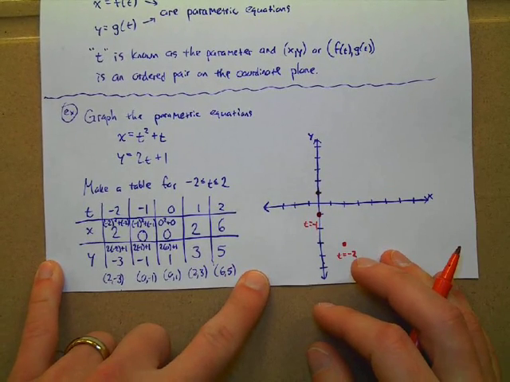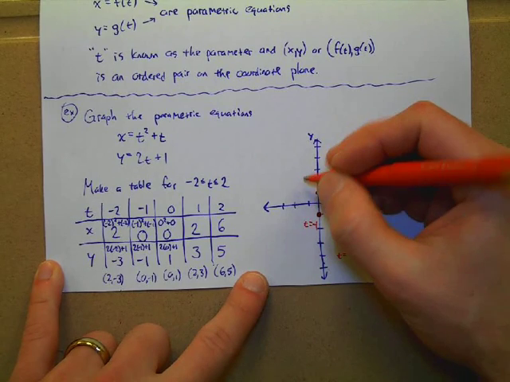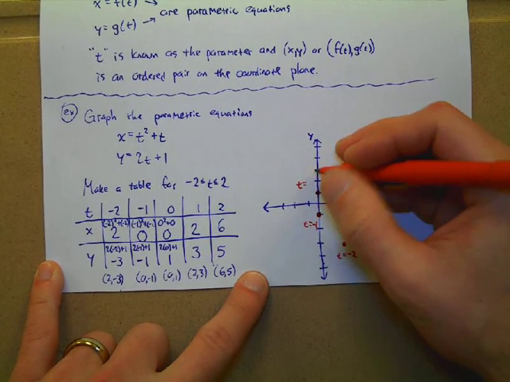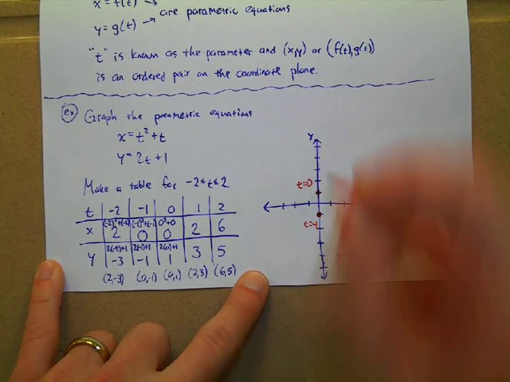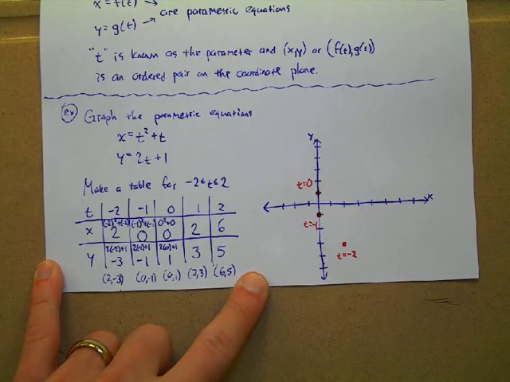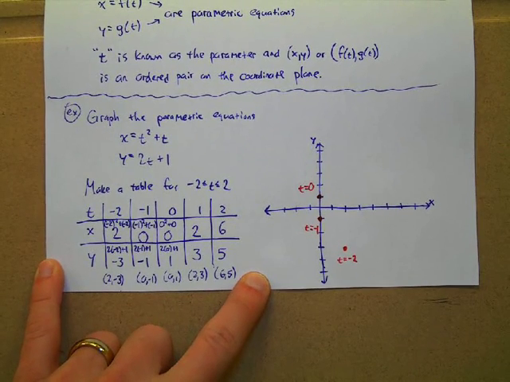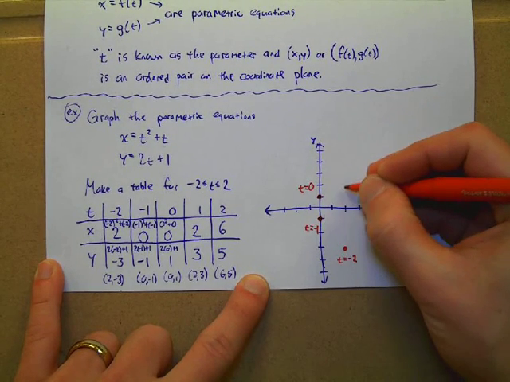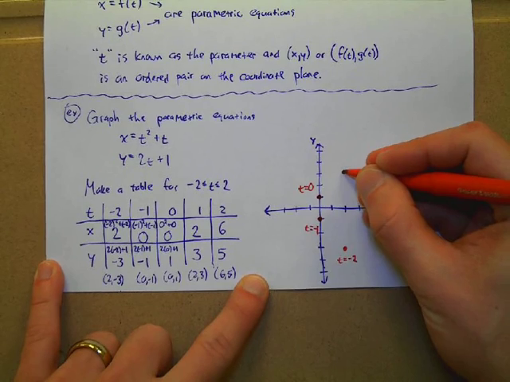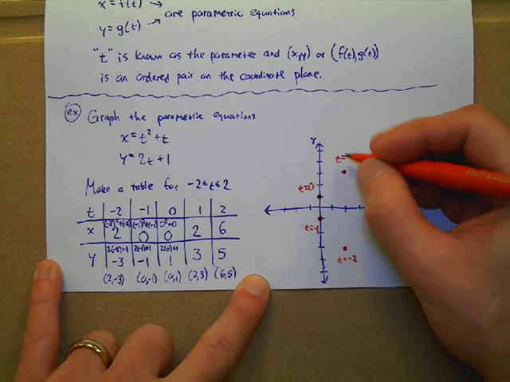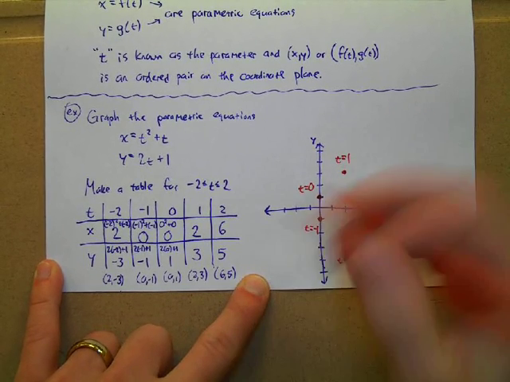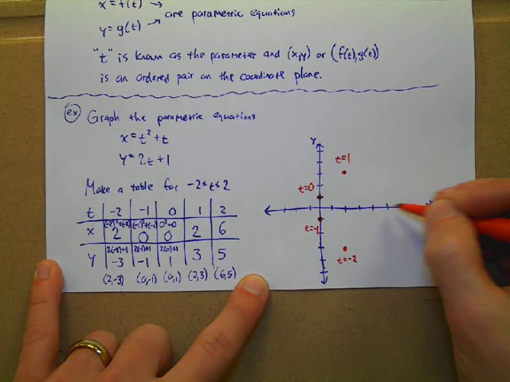And then the point (1, 2), 1, 2, 3, at time t equals 1. And then (2, 3), 1, 2, 3, 4, 5, 6, something like that. And that's at t equals 2. Okay.